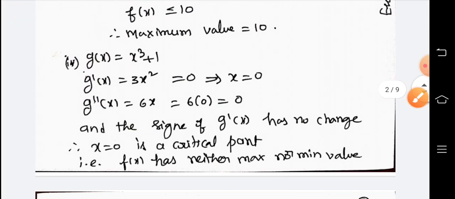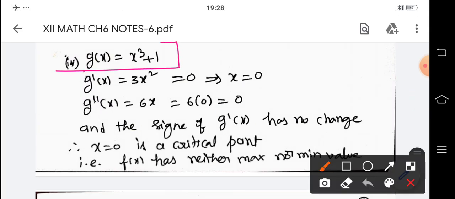The next, fourth question, look at this. g of x is x cube plus 1. Here I go for the first derivative test and second derivative test. The reason: it is x cube plus 1, I cannot say x cube can be positive, negative, or 0. That is the reason we have to use the first derivative test.